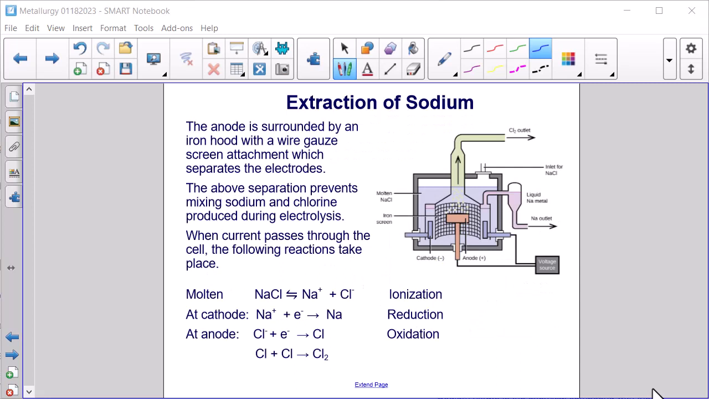The anode is surrounded by an iron hood with a wire gauze screen attachment which separates the electrodes. So you can see that screen attachment wrapping around here, separating the anode from the cathode. The above separation prevents mixing sodium and chlorine produced during electrolysis. When the current passes through the cell, the following reactions take place. Ionization, followed by reduction at the cathode, and oxidation at the anode.